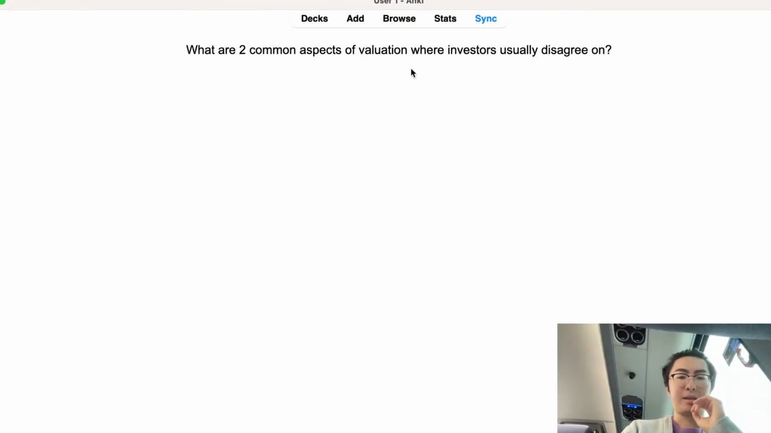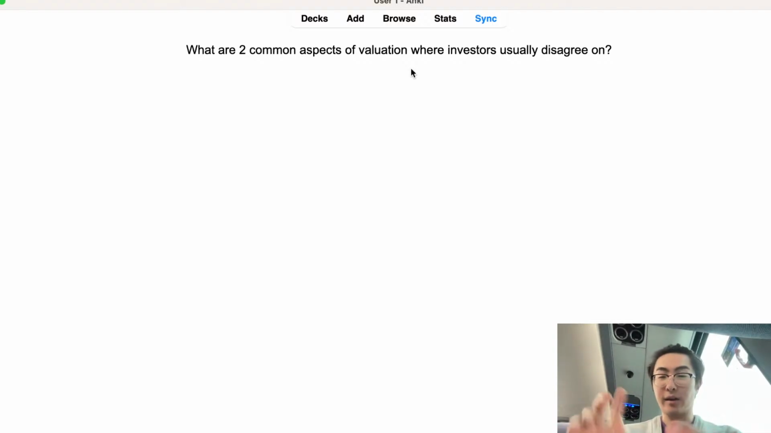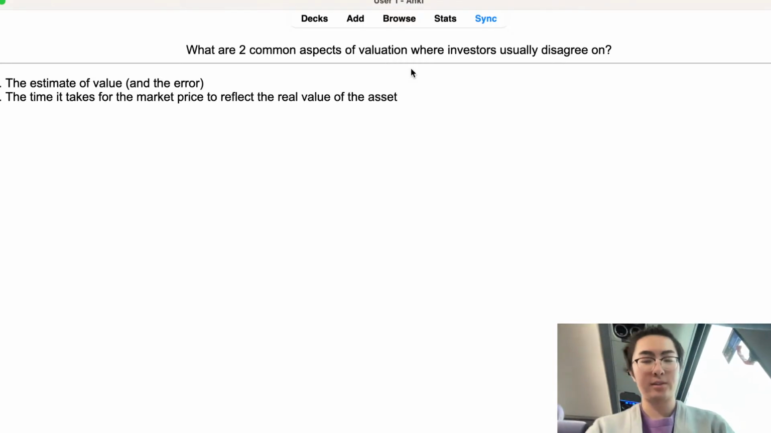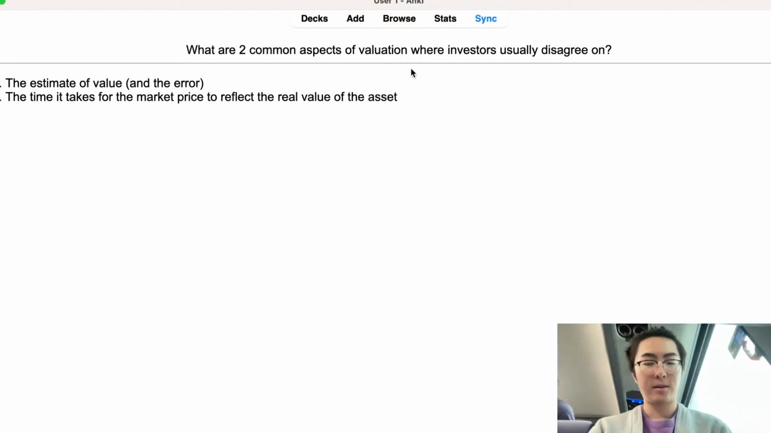So what are two common aspects of valuations where investors usually disagree? So it's the value of the asset and the time it takes to achieve that value. The value of the asset, and the time it takes for the market price to reflect the real value of the asset. Yeah, okay, that's it, it's fair.